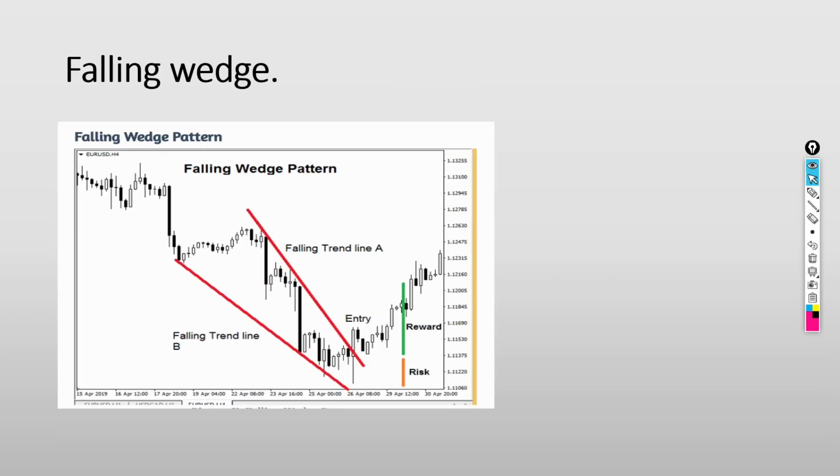Okay, so we have what we call the falling wedge. The falling wedge is the next pattern. Look at the falling wedge, it happens in a downtrend. Here the lines do not connect. These two trend lines never connect. But in the symmetrical triangles, the lines connect. That's the basic difference.